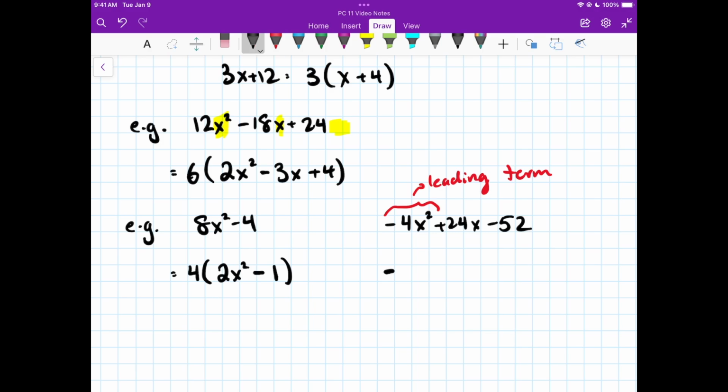So in this case, our common factor is going to be a negative, and then 4, 24, and 52 are all going to give us a 4. From there, we just get x squared. And then 24 divided by negative 4 is now going to be negative 6x. And then negative 52 divided by negative 4 is going to be positive 13.